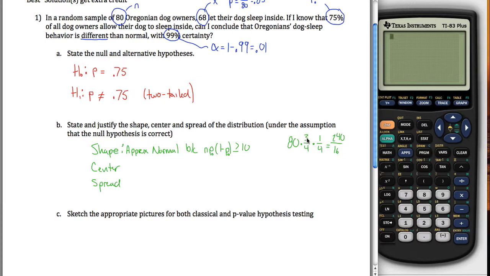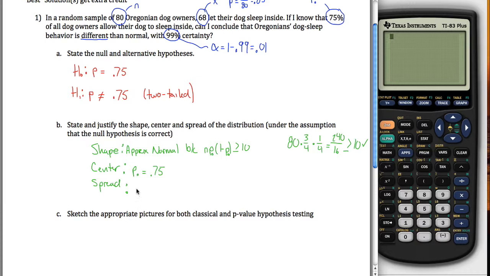But 8 times 3 is 24, so 80 times 3 is 240. 4 times 4 is 16. 240 over 16, that's greater than or equal to 10 because 160 over 16 is 10. So I'm good here. n times p naught times 1 minus p naught, sure enough, is greater than or equal to 10. Shape is approximately normal. Center, I'd like to use p. However, I don't know p. I assume that p equals p naught under my null hypothesis, so the center of my distribution will be 0.75.